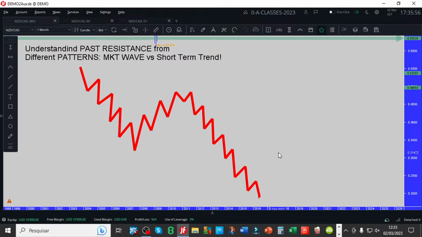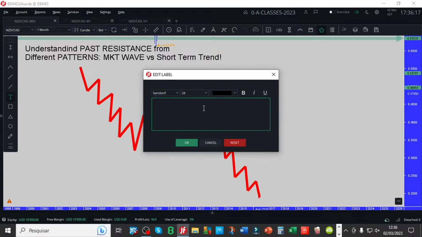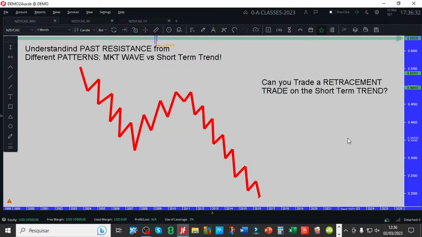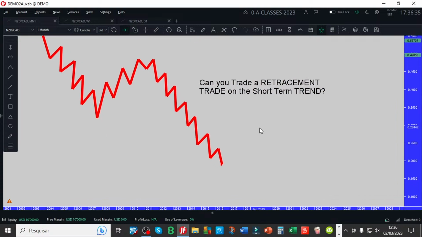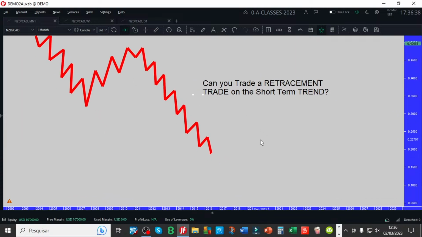Okay, everybody, so we are clear that this is the short-term trend, agreed? Alright. Next question. Can you trade a retracement on the short-term trend? Listen up, Julius. Can you trade a retracement on the short-term trend? Everybody, if this is the short-term trend, can you trade a retracement on the short-term trend?